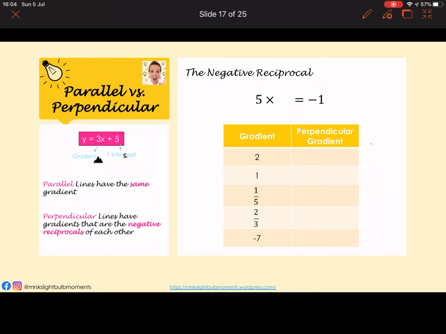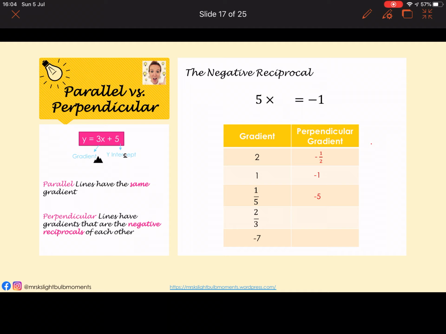Okay, should we have a first few answers coming up to check you're on the right path? We should get -1 over 2. Remember, flip the sign, flip the fraction. What if the gradient was 1? Flip the sign, we know it's going to be negative. It would just be -1 over 1, which is just -1. Next one, 1 over 5 would actually become -5 over 1, or just -5.